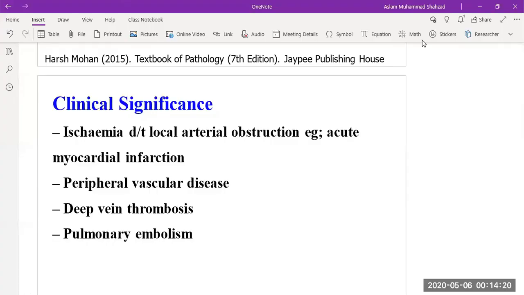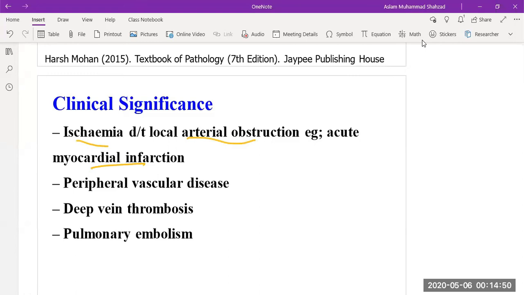What is the clinical significance of thrombosis? Obviously, wherever this thrombus will travel, it can lead to obstruction of that vessel. If it leads to your heart, especially in myocardial infarction, the arterial obstruction can lead to MI or ischemia, and the patient can die from heart failure.